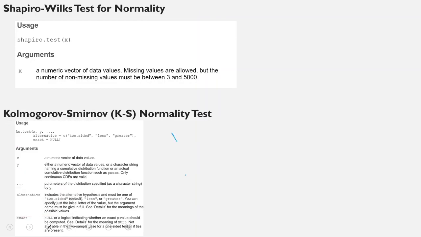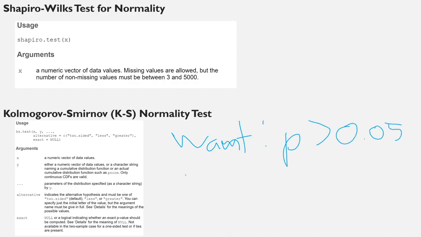you want a p-value of greater than 0.05. Not less than 0.05, but greater than 0.05. So that's the only kind of weird thing about it. If the p-value is less than 0.05, it's saying that the data is non-normal based on this test. If it's greater than 0.05, then it is normal, quote unquote, right?